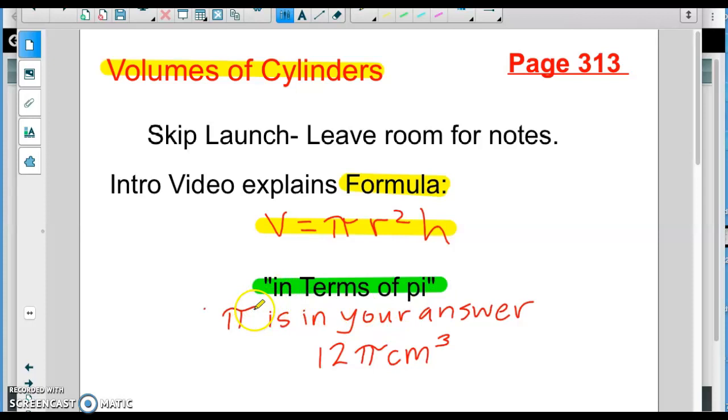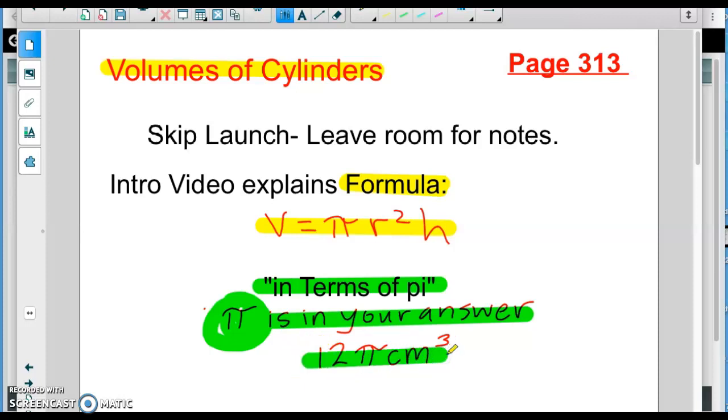What it means to have something in terms of pi is that the pi symbol right here is actually in your answer. And this is an example. Some of your answers today might look like this: 12 pi centimeters cubed. So a couple of notes.